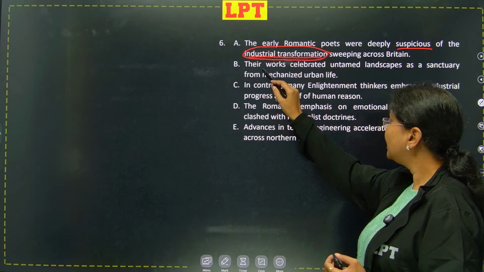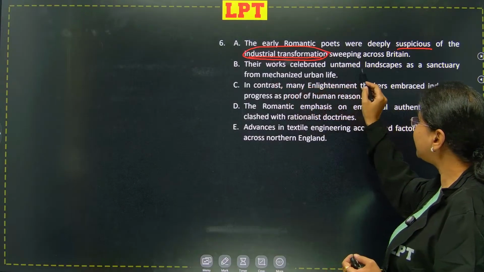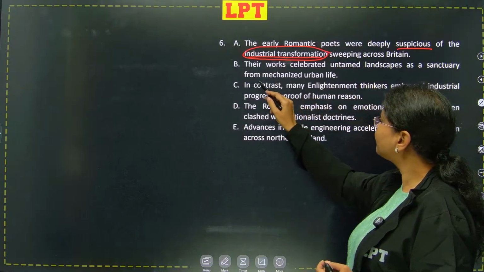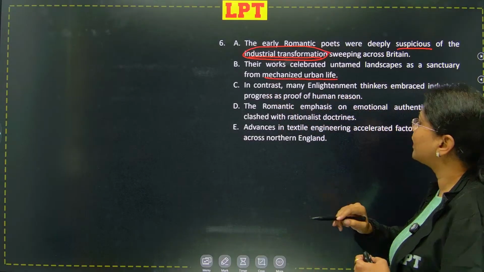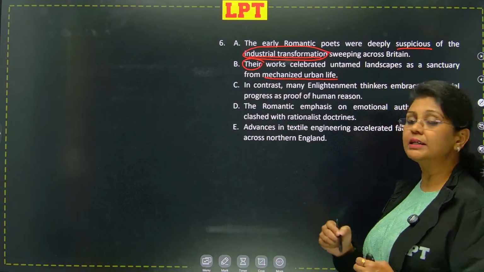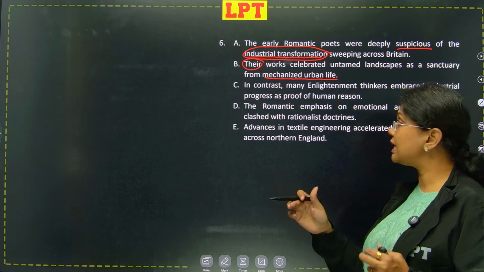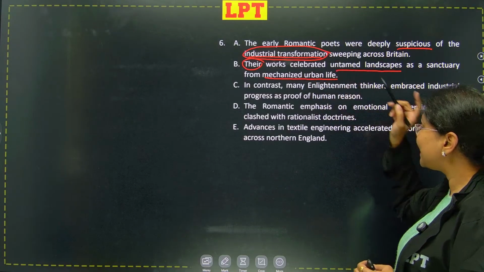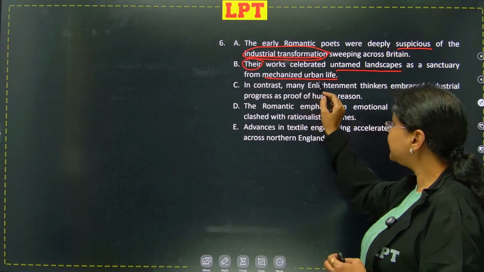B says their work celebrated untamed landscapes as a sanctuary from mechanized urban life. Okay, if you look at this, there represents romantic poets. Of course, this goes along the same line. It says celebrated untamed landscapes as a sanctuary from mechanized urban life.